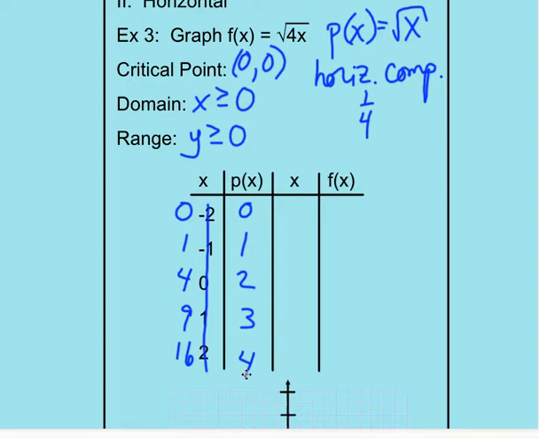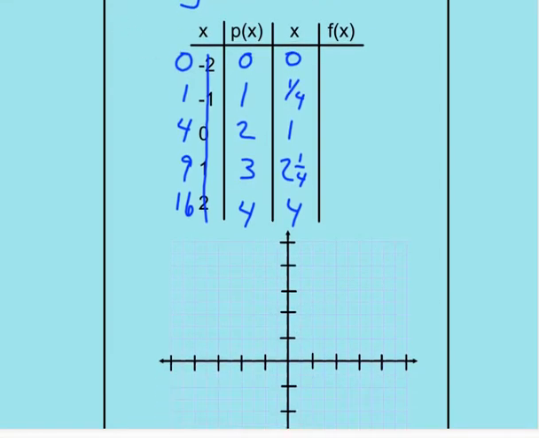So now I'm going to multiply my x values by 1/4 because it's a horizontal compression. So of course my 0 stays 0. 9/4 would be 2 1/4. Make it easier to plot if it's a mixed number. And the y values stay the same because I don't have any y stretches or compressions.